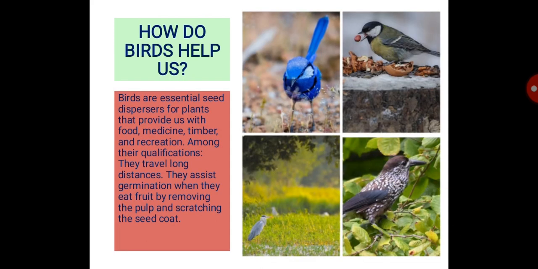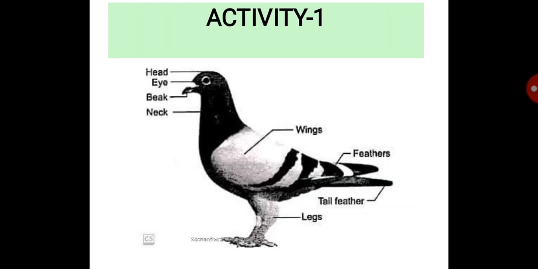Now, the question is, how do birds help us? Yes, birds also help us. How? Children, birds help us in many ways. They prevent soil erosion and slow the spread of disease. They disperse the seeds for plants that provide us food, medicines, and so many things. Understand, everyone? Good. Now, here we have completed our chapter.